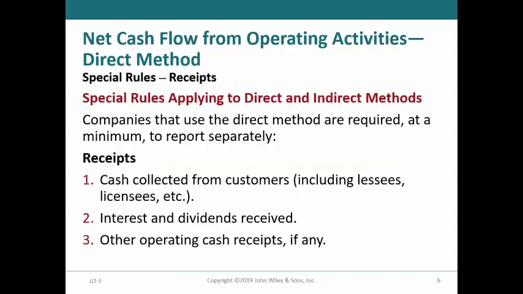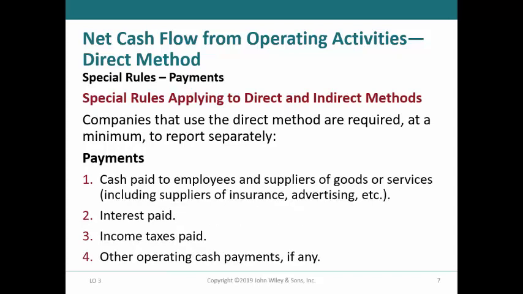The FASB encourages companies to provide further breakdowns and payments that they consider meaningful when using the direct method. But as a minimum, companies need to show separately the cash collected from customers, interest and dividends received, and other operating cash receipts, if any, in the presentation of operating activities using the direct method. In the cash payments section, companies are required as a minimum to report separately the cash paid to employees and suppliers of goods and services, interest paid, income taxes paid, and other operating cash payments, if any.